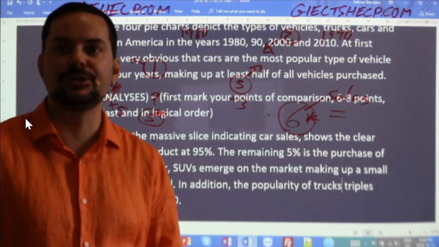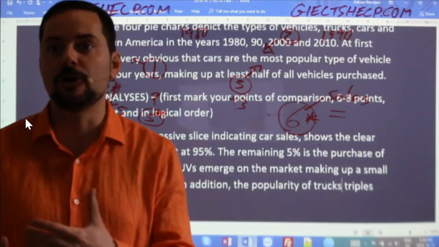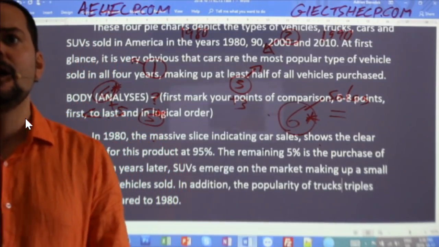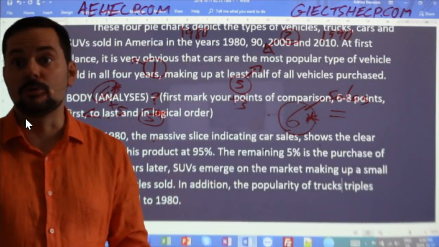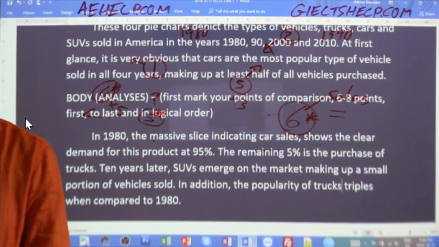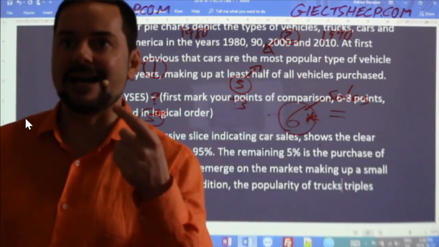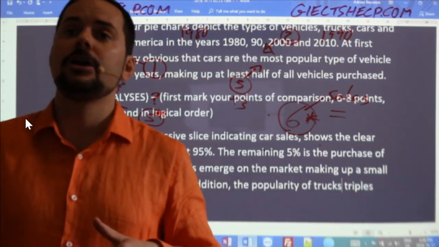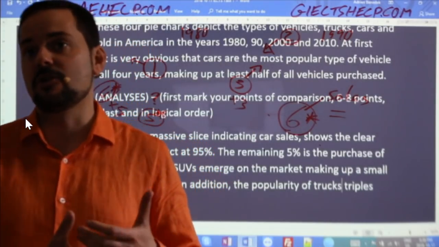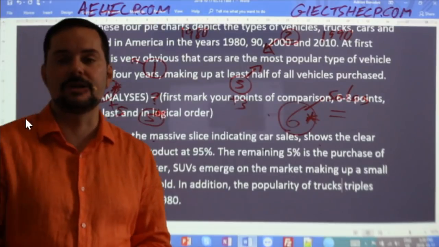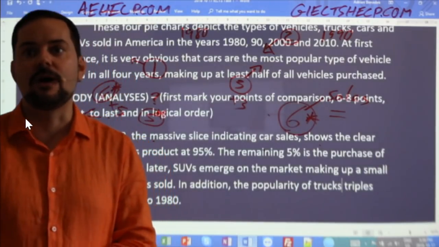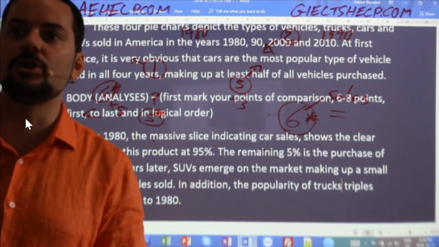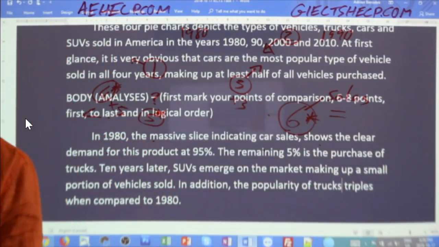Jubilant James says, after a decade, the sales of SUVs emerges. Right. Or emerged, sure. Jubilant James, there you could use past or present tense because it depends whether you're referring to the data or you're referring to the actual sales of cars, and either one would work, past or present tense. Just a little FYI.